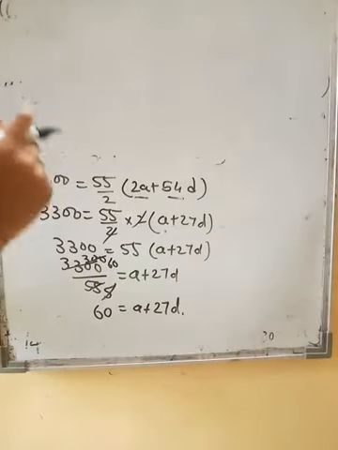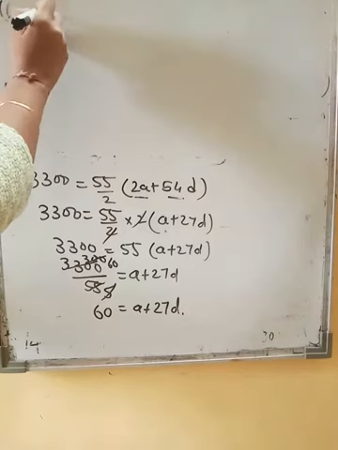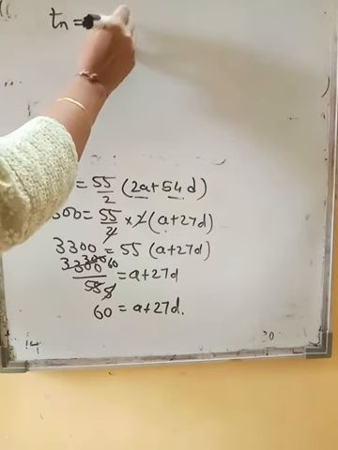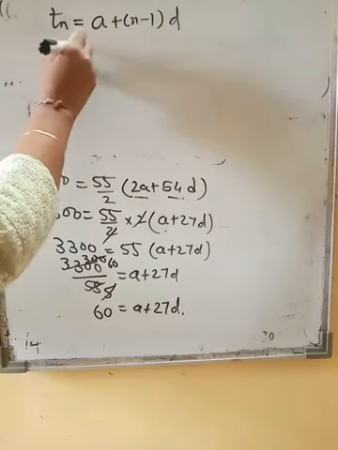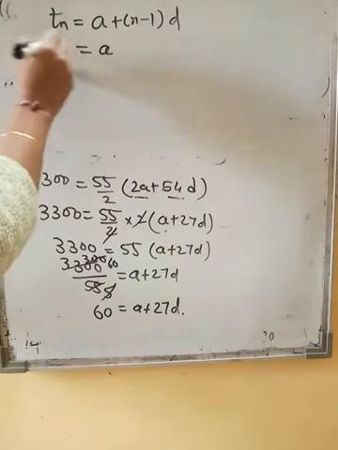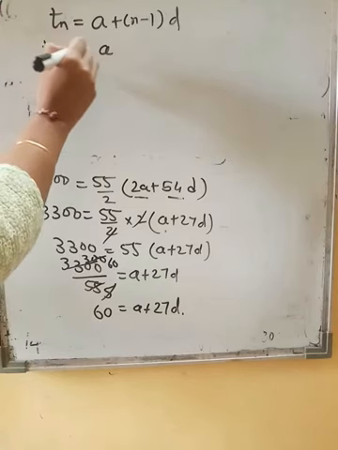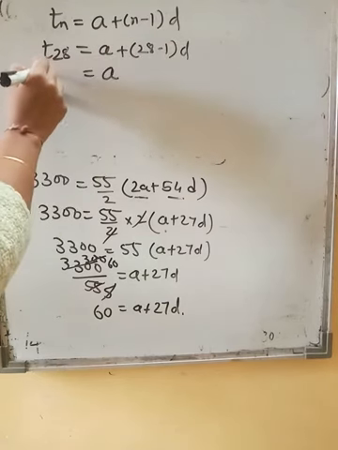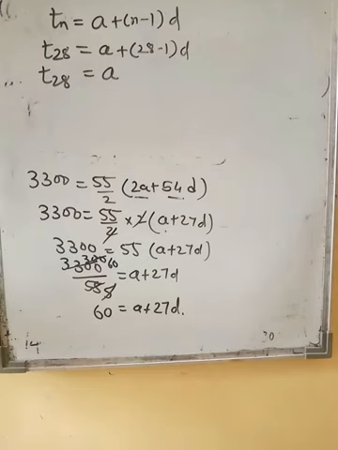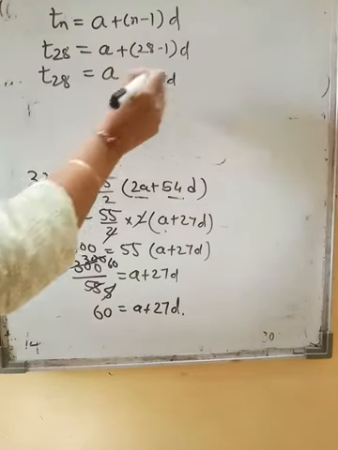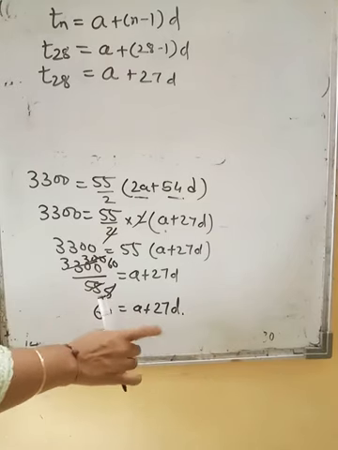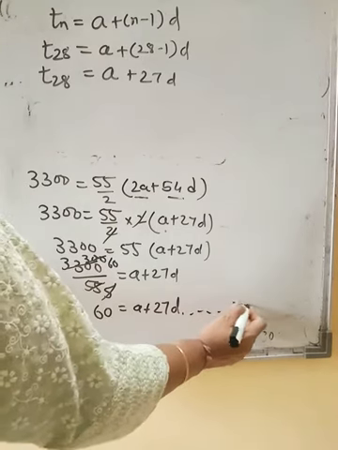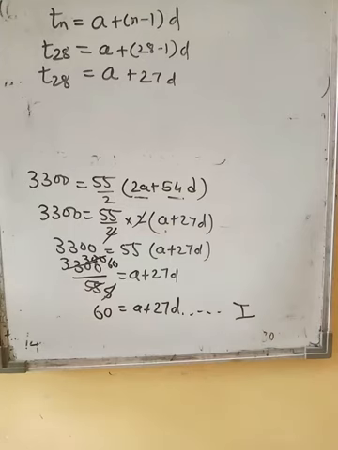So let me now use the formula for Tn. Tn is equal to a plus (n minus 1) into d. So for the 28th term, T28 will be a plus (28 minus 1) into d. So T28 is equal to a plus 27d. See here, a plus 27d. Direct answer 60 I am having. We will substitute the value, it is 60. So let me give this as equation number 1.